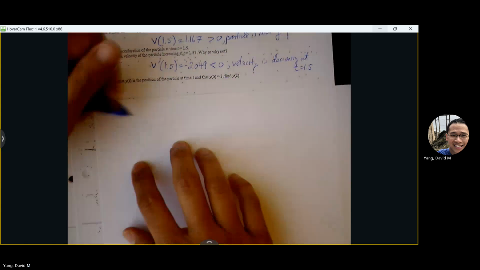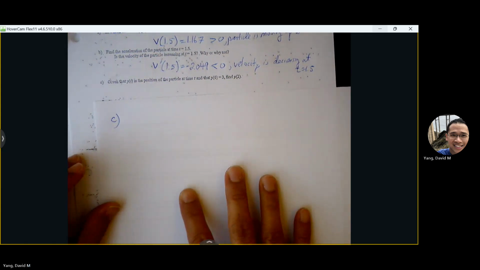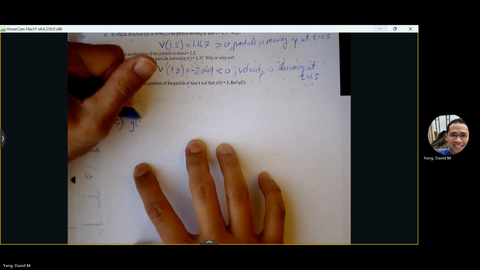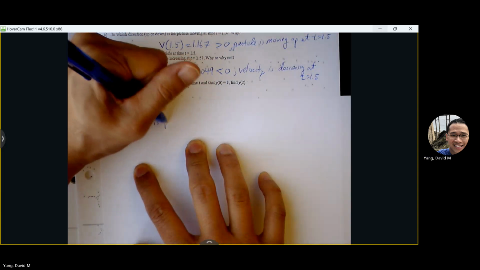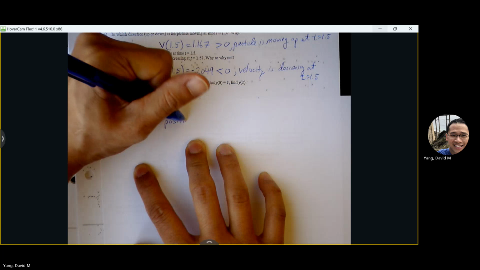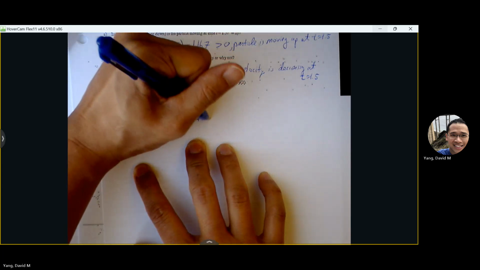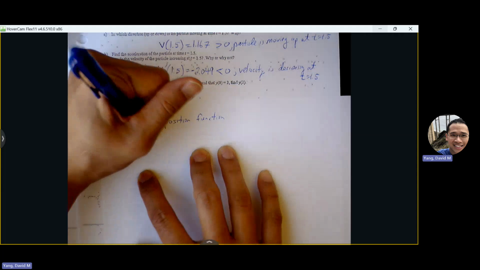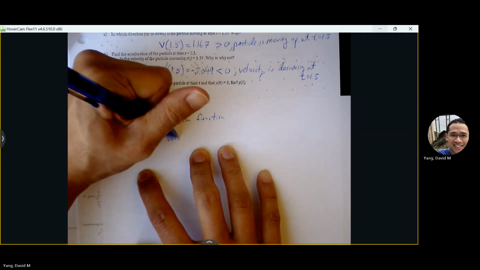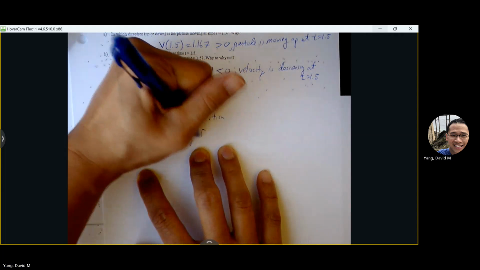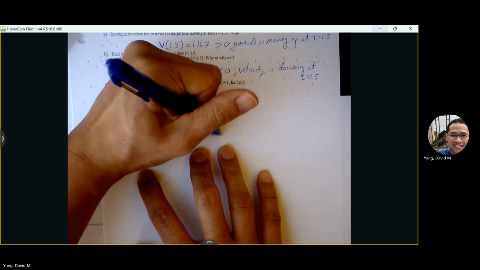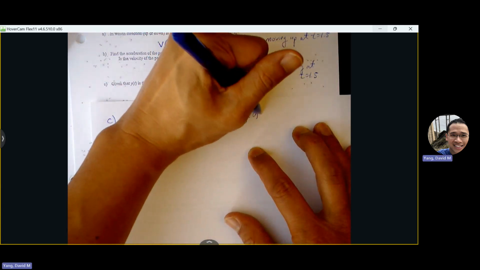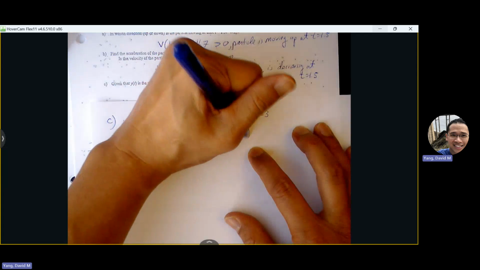Part C. Given that y of t is the position function, we do know that velocity, v of t, is our velocity function, right? We're given that y of 0 is equal to 3. We're trying to find y of 2.